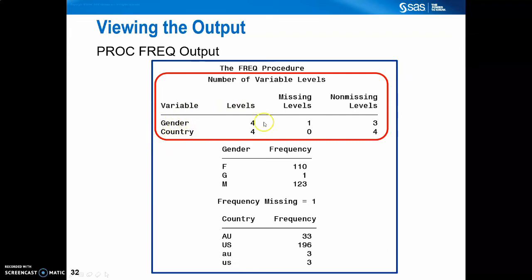For example, we have gender, which has 4 levels. 1 level is for missing, and for non-missing levels it will be 3, which are F, G, and M. Similarly for country, we have 4 levels, with no missing levels, and for non-missing levels we have AU capital, US capital, AU small letters, and US small letters. So that's how NLEVELS works in the PROC FREQ step.